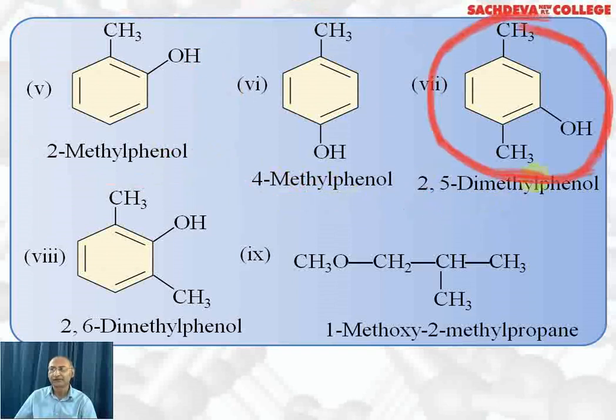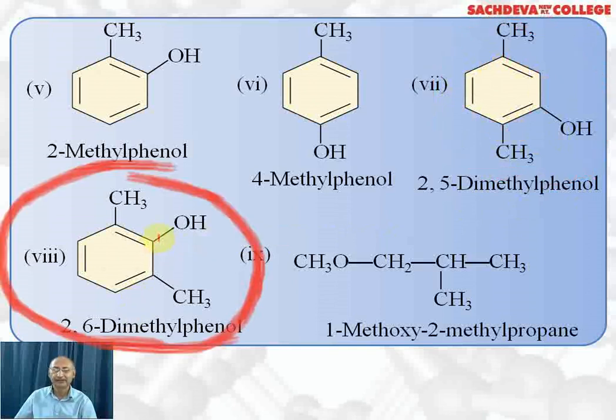In this compound, the OH group is the major functional group. This is 1, 2, 3, 4, 5, 6. So 2,5-dimethylphenol is the IUPAC name. Here also this is the major functional group, so counting will start from either side. 1, 2, 3, 4, 5, 6. So 2,6-dimethylphenol is the correct IUPAC name.